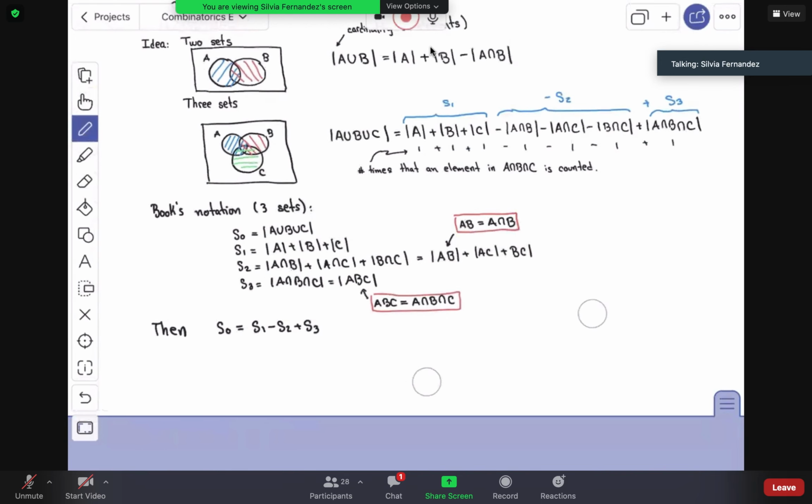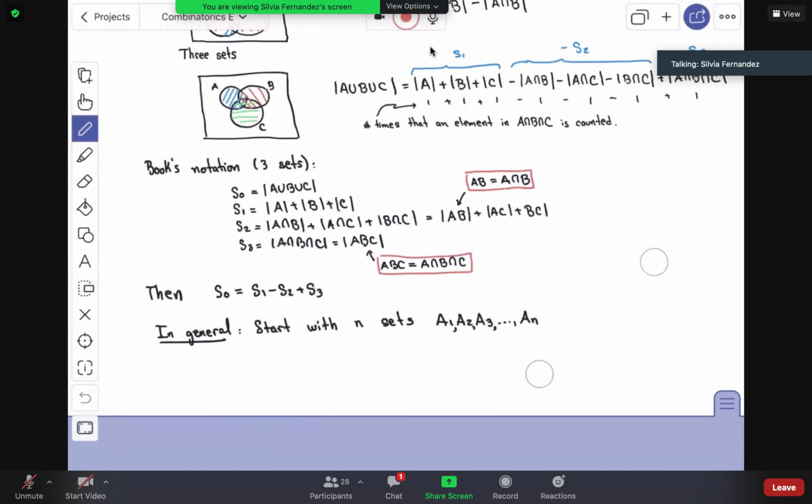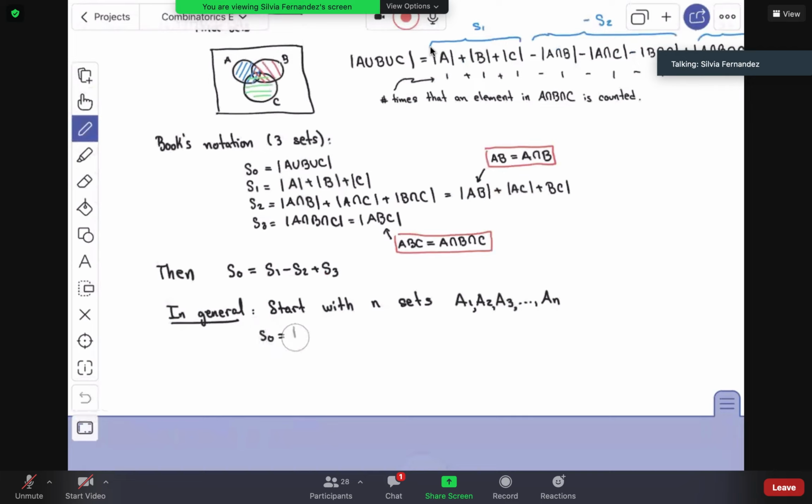So now you can imagine that in general, you start with n sets, A1, A2, A3, and so on, An. Instead of A, B, C, we'll do A1, A2, A3. And so we have, same as before, S naught is just going to be the union of all of them. So all of them together.